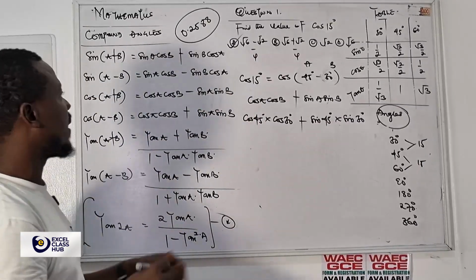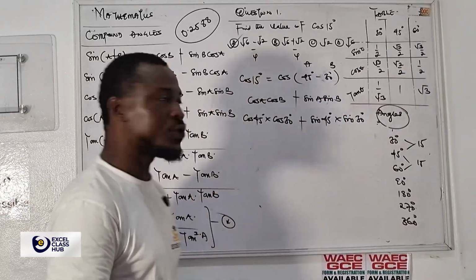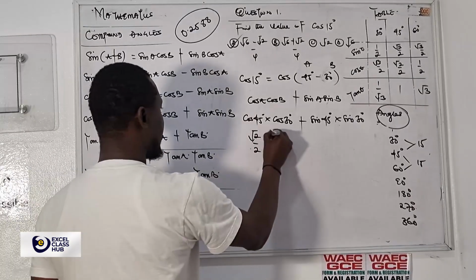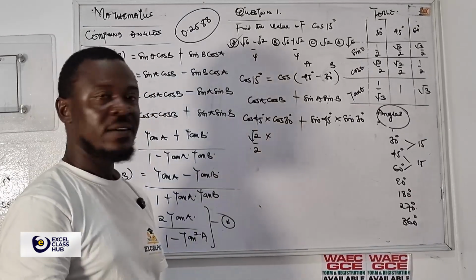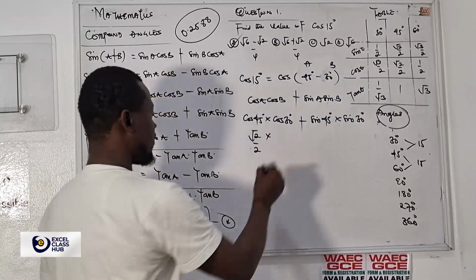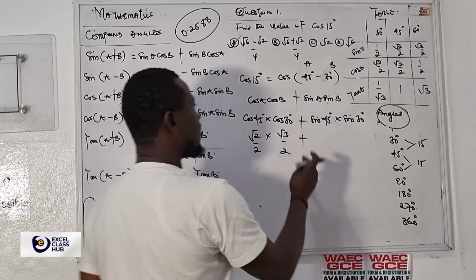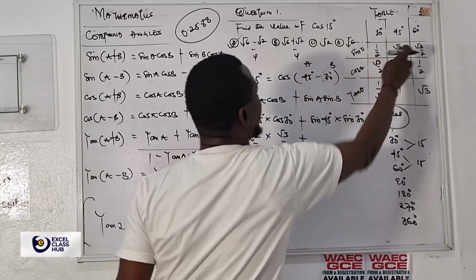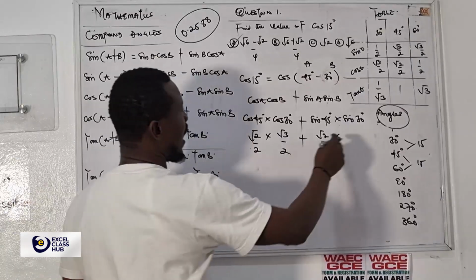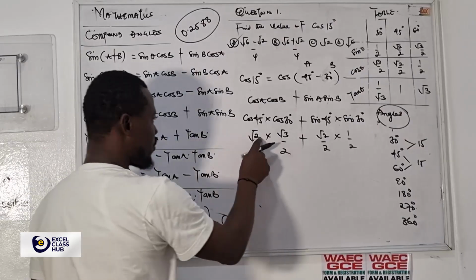So I can go back to my table. What's my cos 45 from the table? Cos 45 from the table is root 2 over 2, times. What is my cos 30 from the table? Cos 30 from the table is root 3 over 2. I have plus. What's my sine 45? Sine 45 from the table still remains root 2 over 2, times. And what is my sine 30 from the table? 1 over 2.